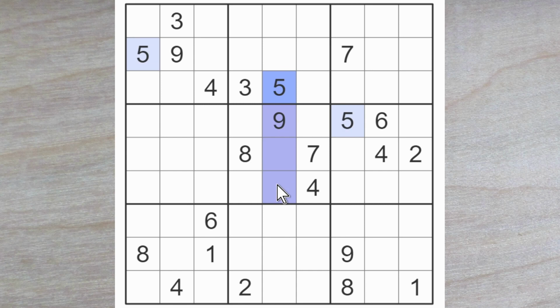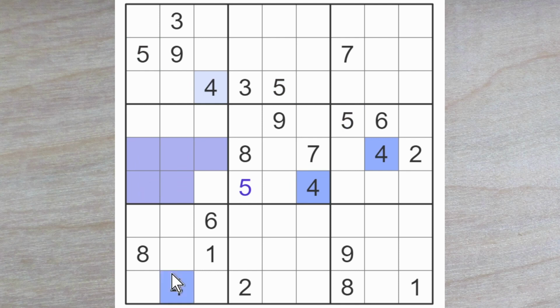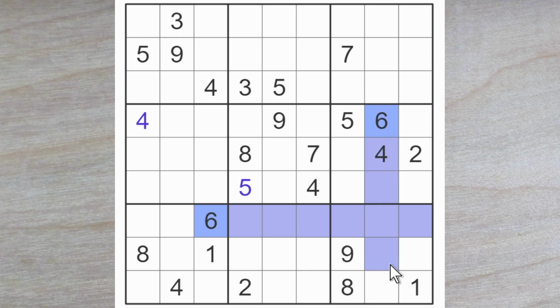Here's a 5 blocking down and a 5 blocking over, so here's an easy 5. A couple of 4s are blocking these squares here, and these two 4s block these squares. So a 4 must go here. There's a 6 blocking across and there's a 6 blocking down, so here's a 6.